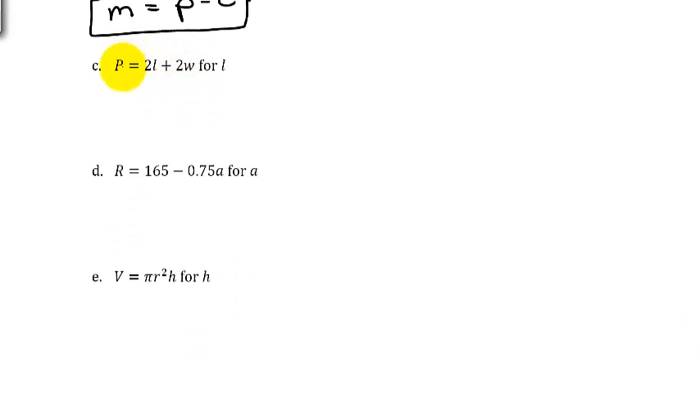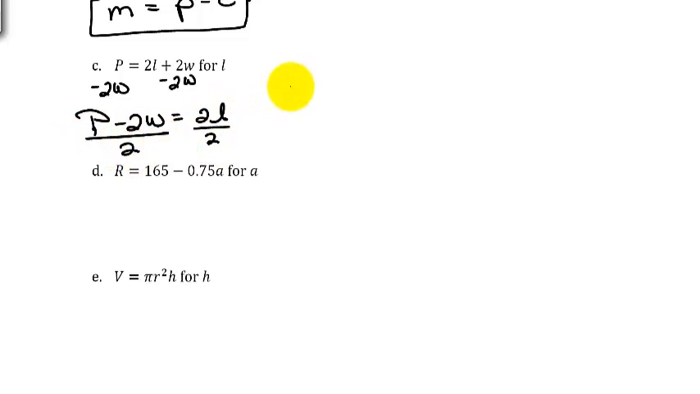In the next one, we have the perimeter formula for a rectangle. P equals 2L plus 2W. We want to solve this for L. So we want to get this L alone. I'm going to subtract the 2W from both sides. That gives us P minus 2W equals 2L. And then to finish getting the L alone, we're going to divide both sides by 2. That gives us the formula L equals P minus 2W, all of that being divided by 2.